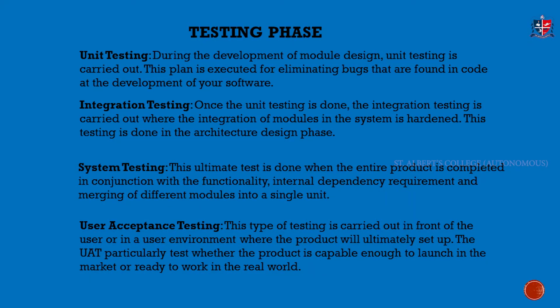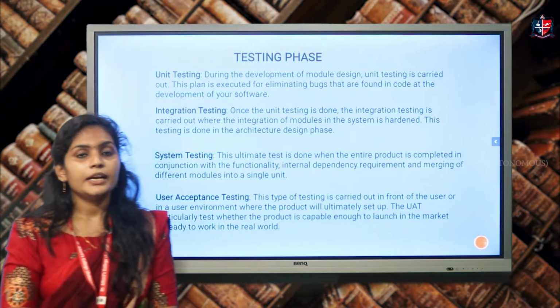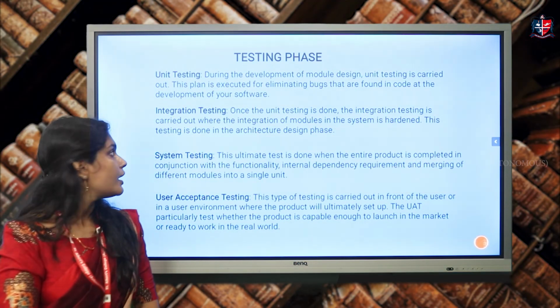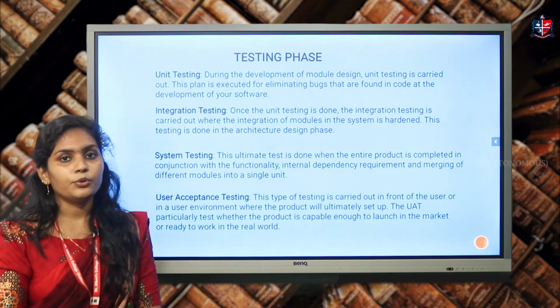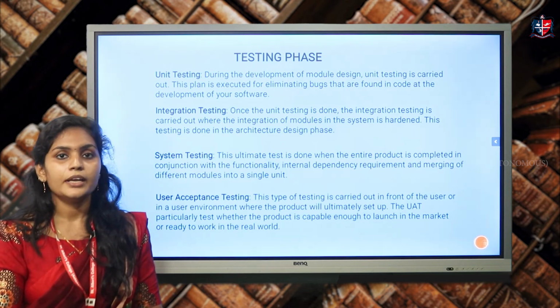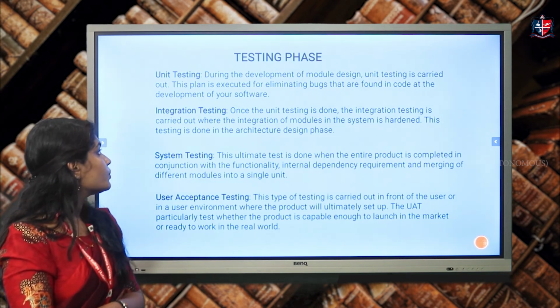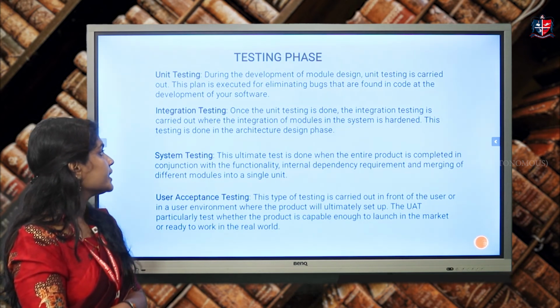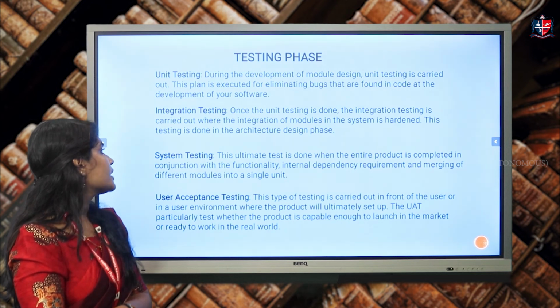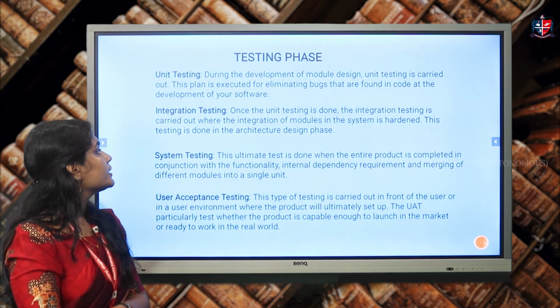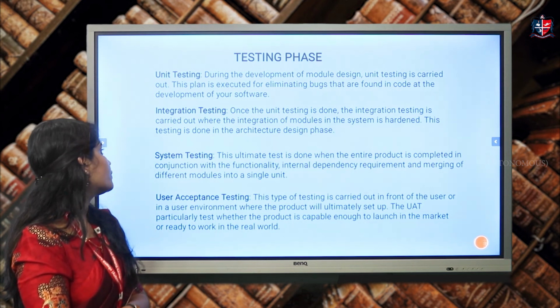And the testing phase also contains four types of testing: unit testing, integration testing, system testing, and user acceptance testing. Unit testing means each module can be tested individually. And in integration testing, after the unit testing, the modules are combined and tested. So unit testing is carried out during the development of a module design. This is executed for eliminating bugs found in the code during the development of your software.